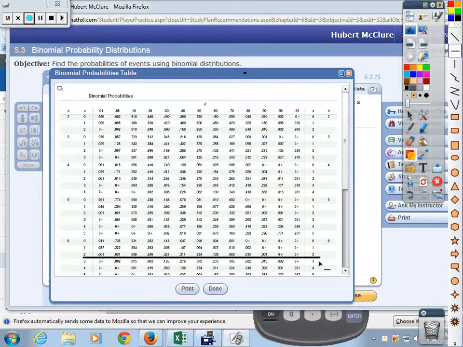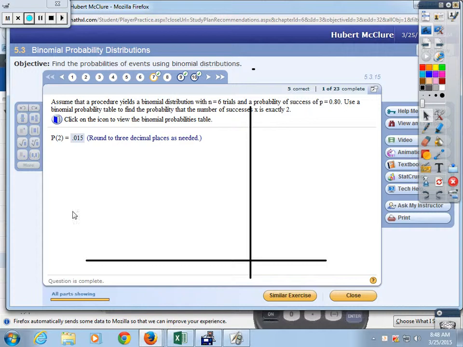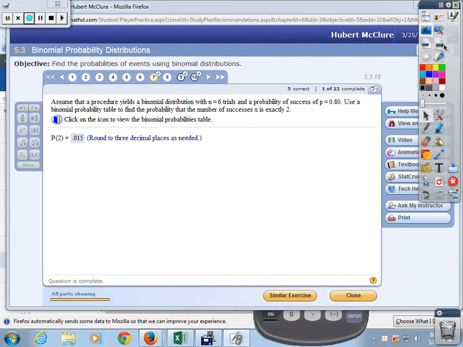You're going to use this area right here with n equal to 6 and x equal to 2, and then you're going to take your handy dandy virtual vertical line and go to 0.8. And what did we get? 0.015. Let's see what our answer is. 0.015. Now that's how you use the table. And I would highly suggest using the table if you don't have a TI app versus using the formula.